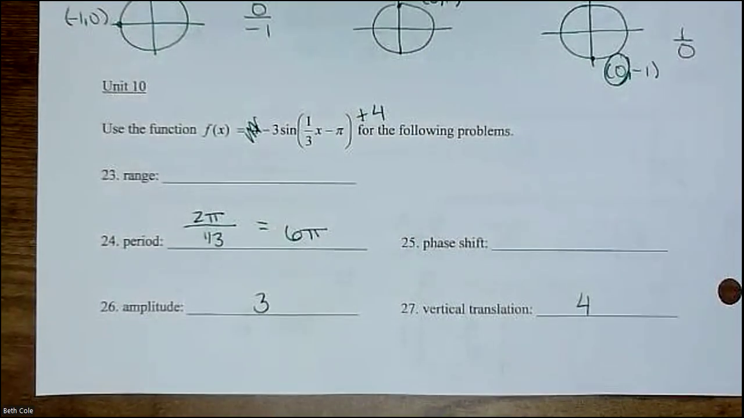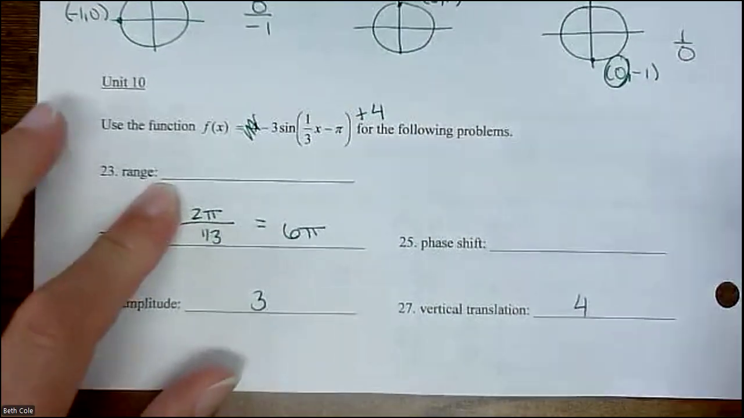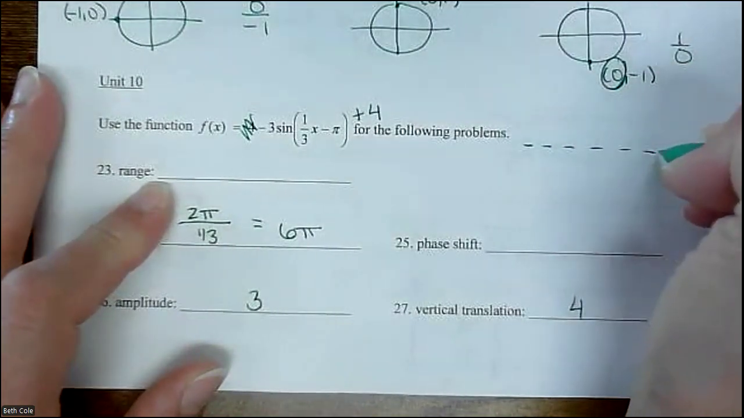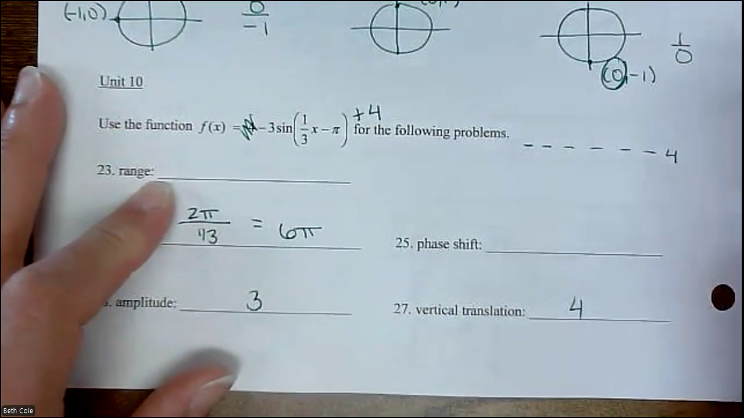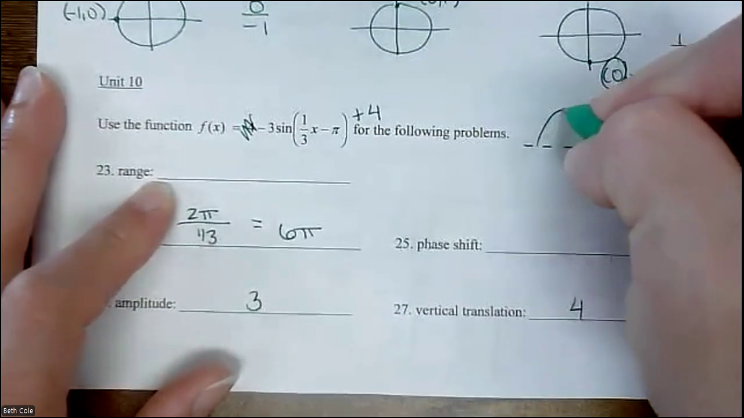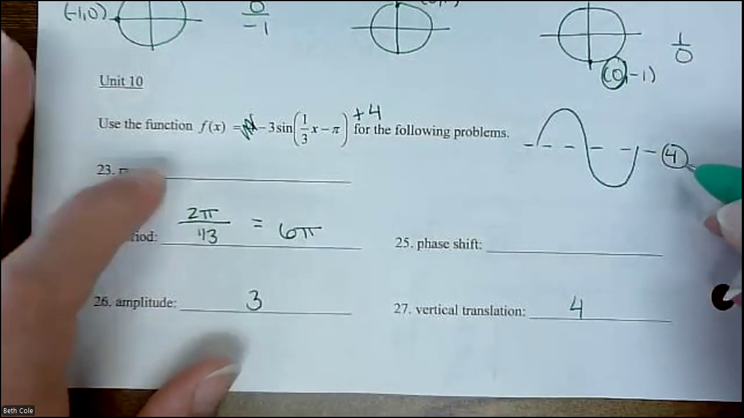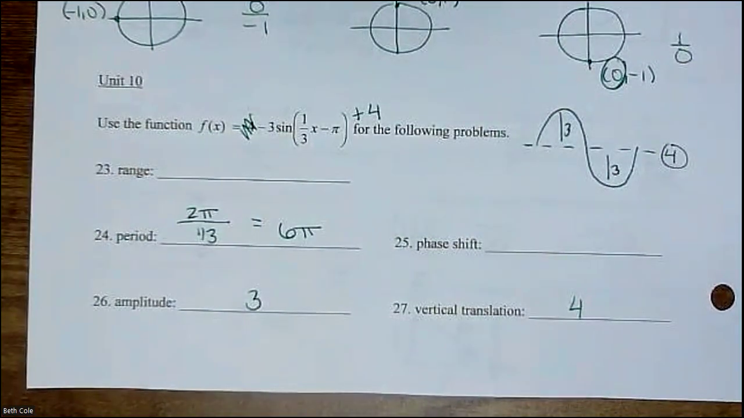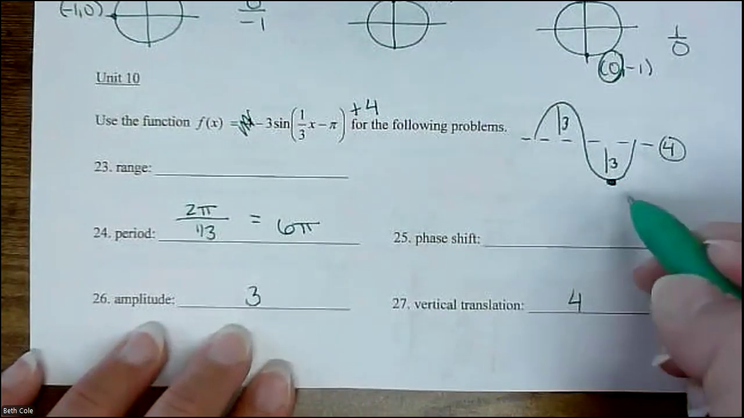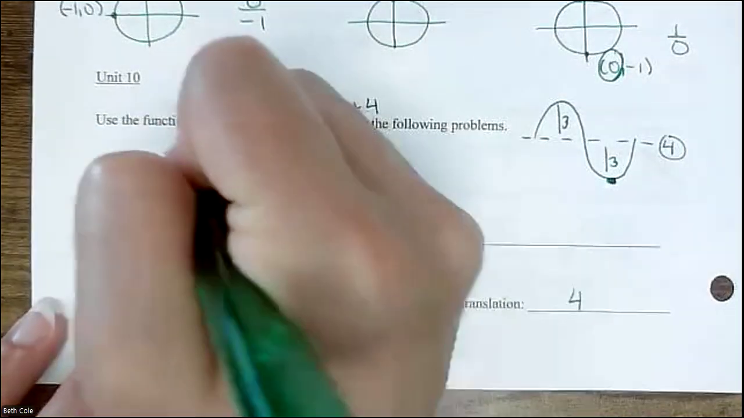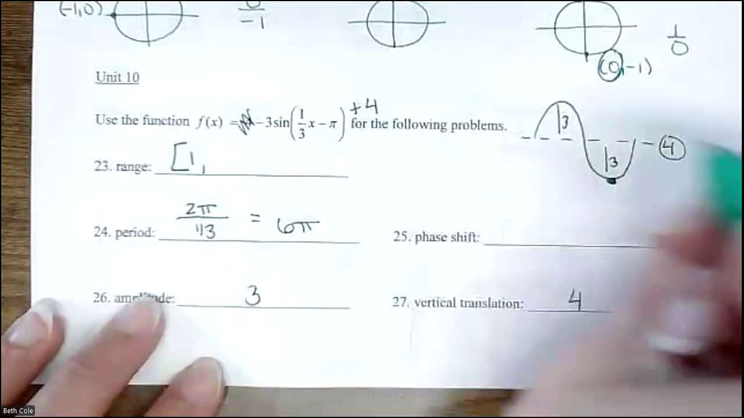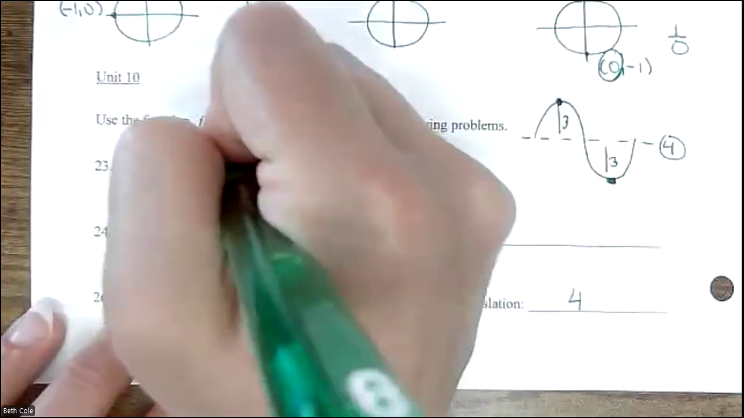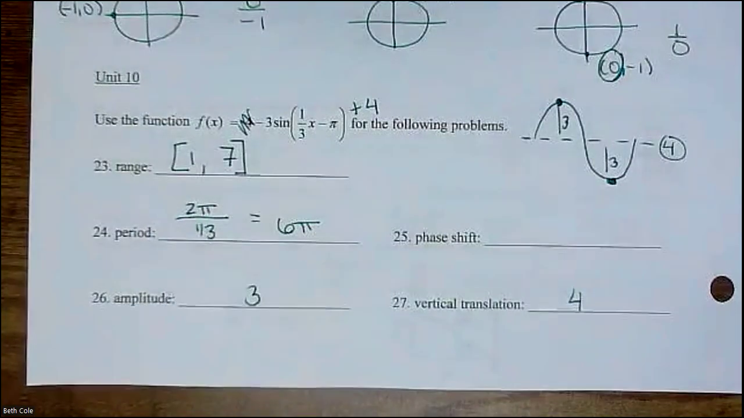So 6 pi. I'm going to draw a picture for the range. Your center line is at 4. Do you remember us doing the word problems? And we drew these out. That's kind of what this is like. Your center line is at 4, and your amplitude is 3. So what's going to be this low point, your minimum? Yeah, good. 1. 4 minus 3 is 1. And then your maximum will be 7. 4 plus 3 is 7.